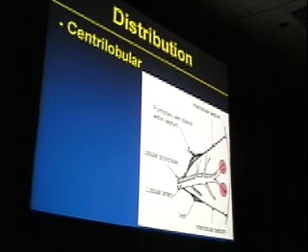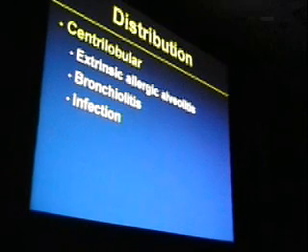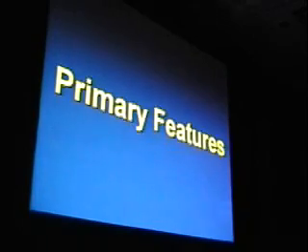And when we can identify that as a predominant feature of distribution, we're primarily talking about either airway-centered diseases such as extrinsic allergic alveolitis, various forms of bronchiolitis, or infection. Okay, let's look at some of the primary features. What do we think of this case?